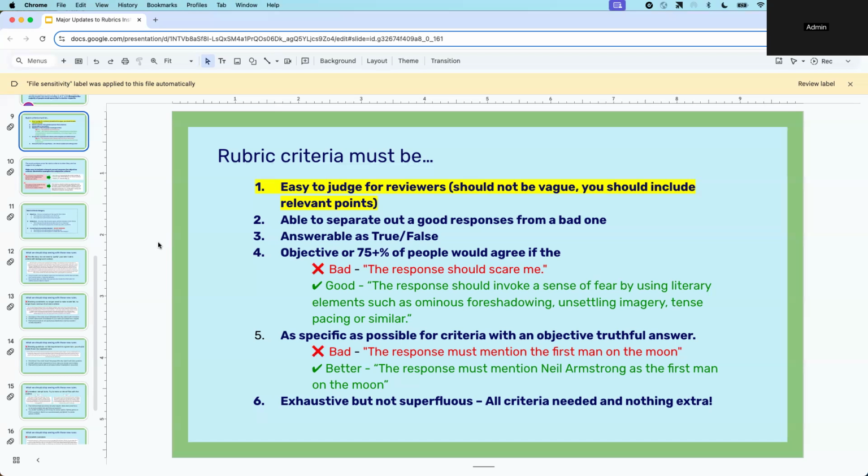So I would say there's no magic number. But again, the test you should be using is, if I answer these questions, will it determine and reveal whether the response is good or bad.